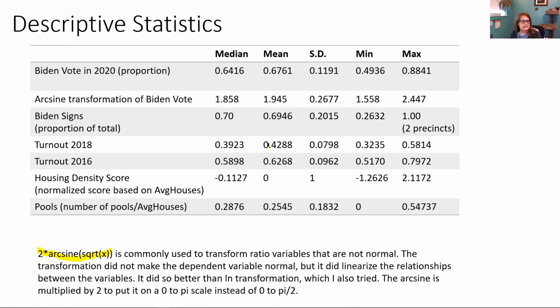Turnout in 2018, as you can see, was much lower than turnout in 2016. That's normal because presidential election years bring out the people. The housing, so I had this housing count, this density, and I transformed it into a z-score. Essentially, this variable, the housing density score, is in units of standard deviation. So you can see that my 17 precincts go from negative 1.26 standard deviations below the mean for the 17 precincts and up to 2.12 standard deviations above the mean.